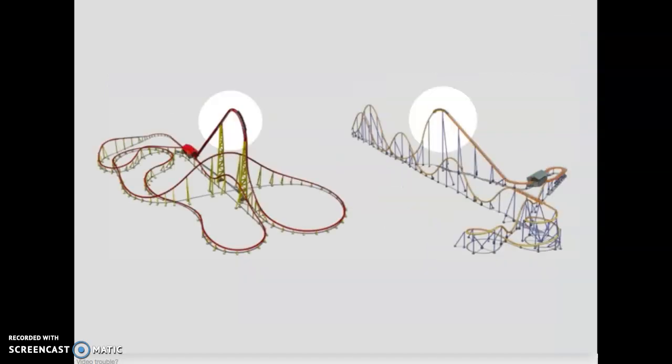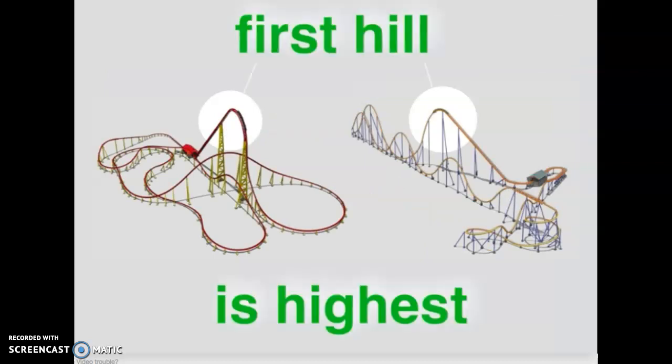So in both of the layouts we looked at, the first hill was the highest. That's not a coincidence. You could look at 1,000 more roller coaster designs, and their highest point will always be their first hill. Why do you think that is? Why is the first hill in a roller coaster always the highest?